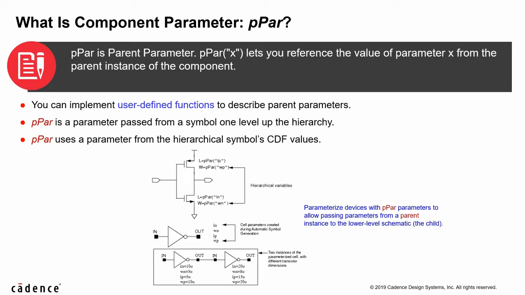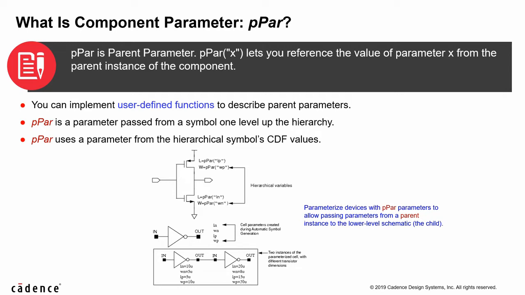P-par refers to parent parameter. You can use the P-par function to reference values from the parent instance of a component. The component can be anywhere in the schematic hierarchy. Any top-level parameter defined using P-par is passed down to relative instances. The Netlist shows the P-par definitions as sub-circuit parameters.